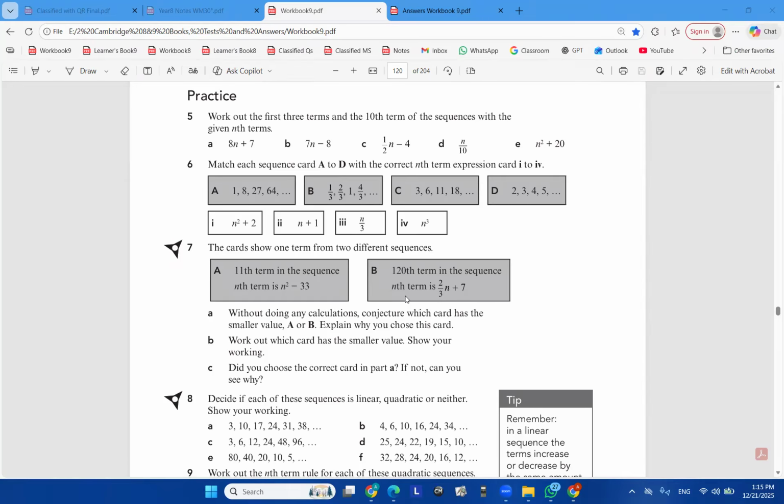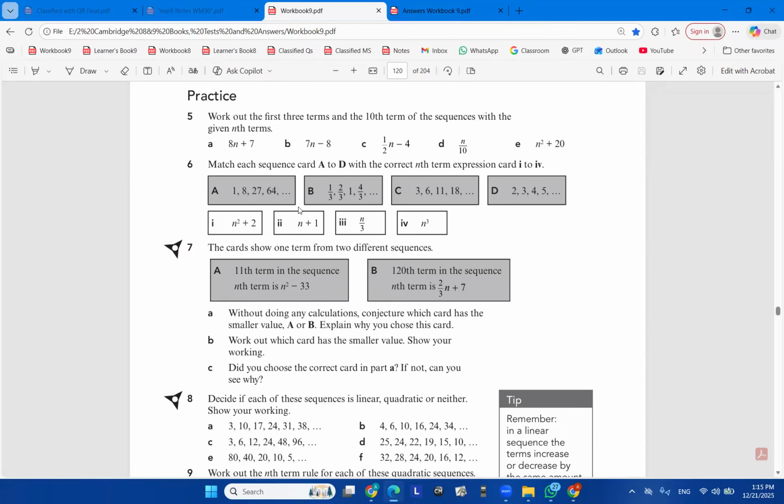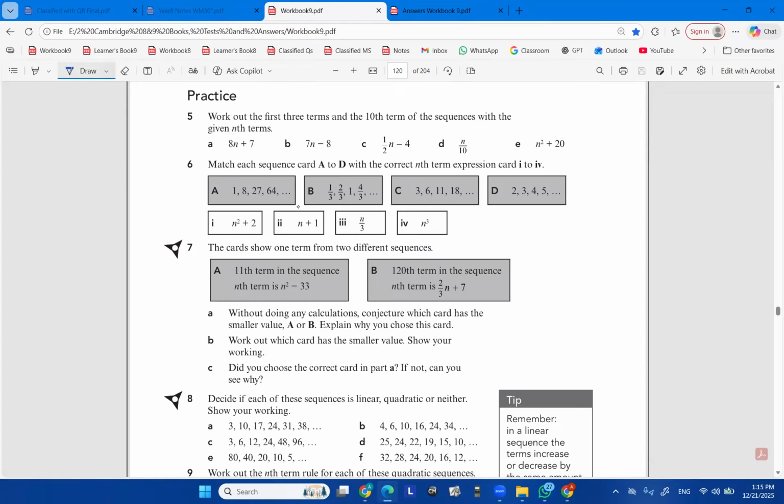And in today's video, we are going to discuss lesson 9.2, which is all about using the nth term. All right. So over here in the first question, we're going to start from question 5. And they're saying to you over here, work out the first three terms and the 10th term of the sequences with the given nth term. So they need you to work out the first three terms.